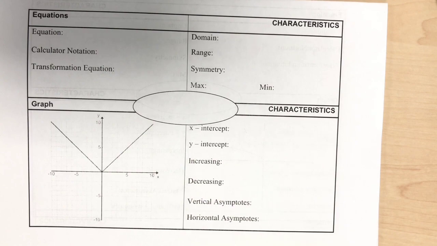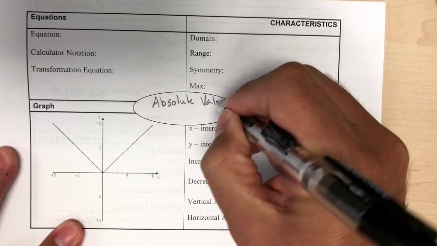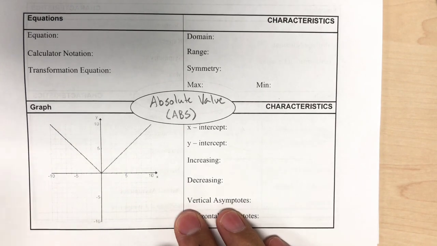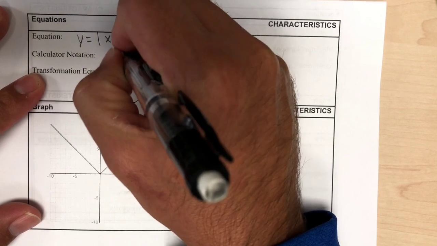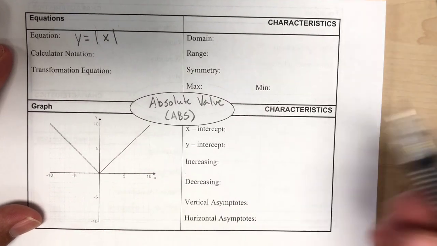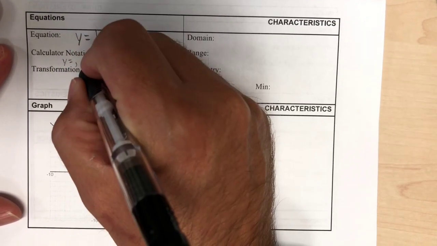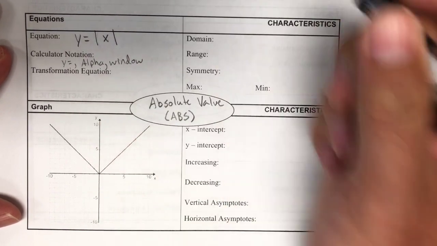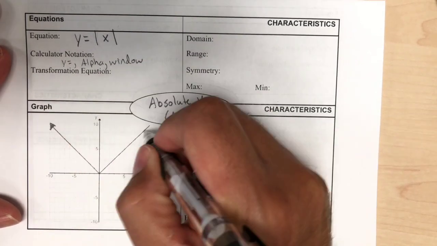All right, the next graph we have is an absolute value. In our calculator, it's going to be abbreviated with ABS. This equation is y equals the absolute value of x. So these vertical lines mean it is the absolute value. In the calculator, if we were going to put this in, we would hit the y equals button, we would hit alpha, and then window, and that would get us to the ABS, the absolute value. Again, arrows on the end of this.